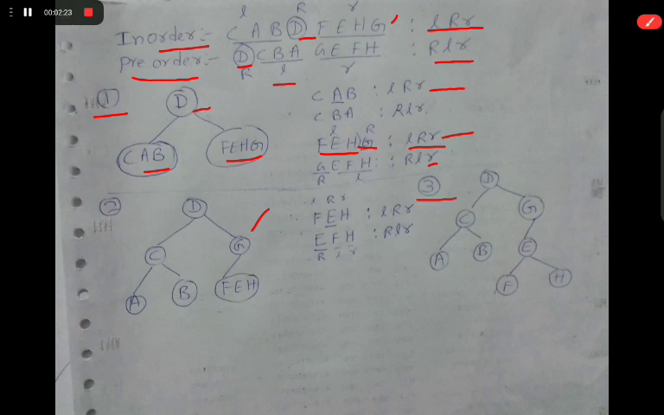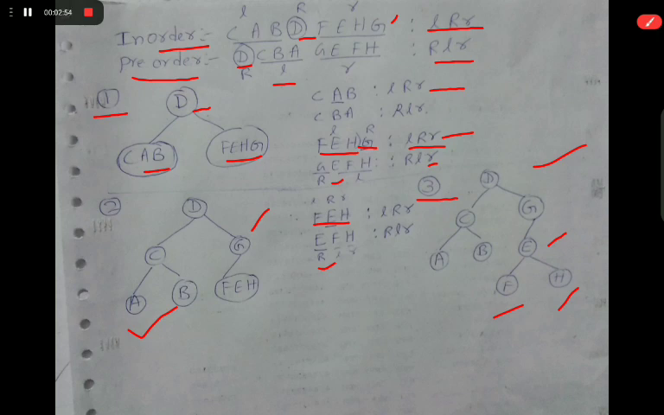Next, third step. Here the left subtree is complete and the right subtree we have to solve. So G, FEH and EFH. Here E is the root node. Based on the given sequence, E is the root node and F and H are the left and the right subtrees. So we got the tree here.